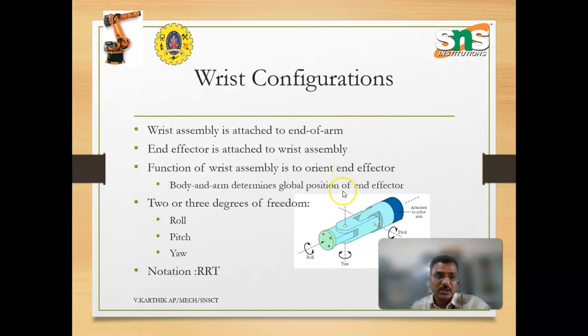Wrist configuration: the wrist is attached to one end of the arm, and the end effector is attached to the wrist assembly. This is the roll, yaw, and pitch. These 3 degrees of freedom are considered in the wrist configurations. Thank you.